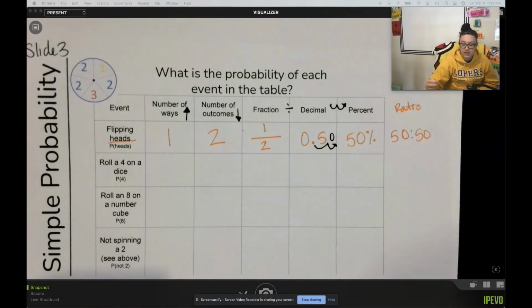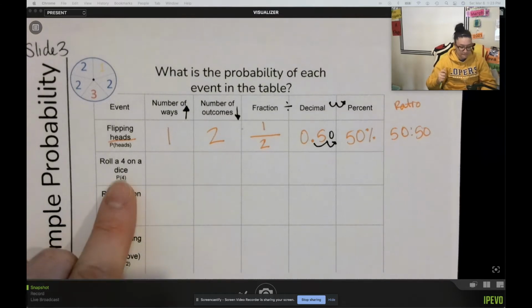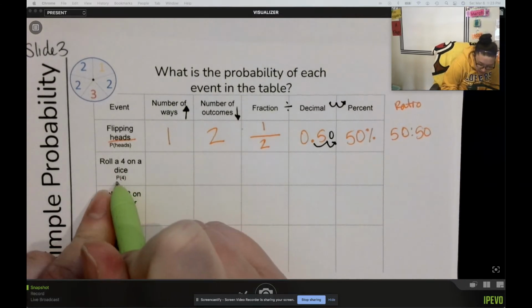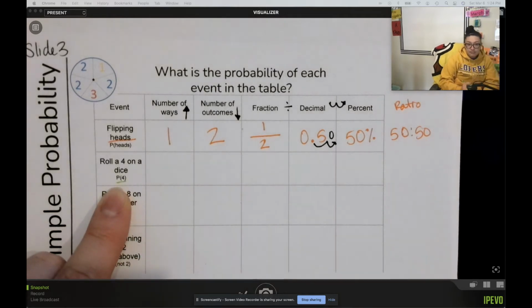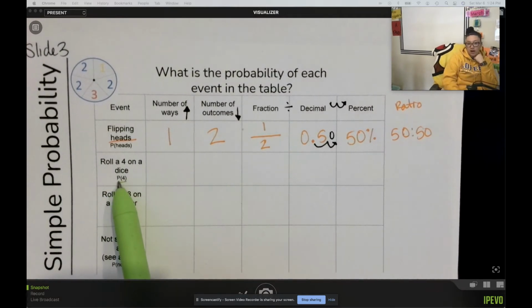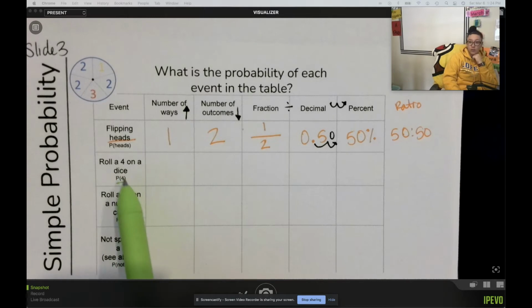Let's find the probability of another event. Like we said, we have this notation on the bottom, P parenthesis 4. That means what's the probability of rolling a 4 on a dice. That is a lot easier than writing out what is the probability of rolling a 4 on a dice.